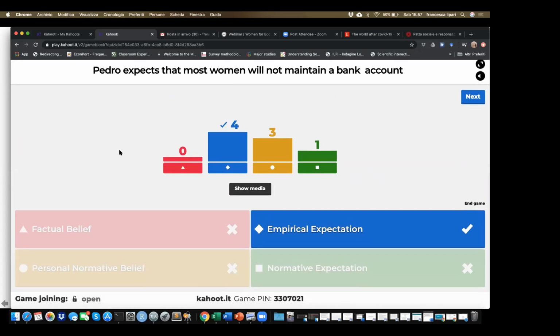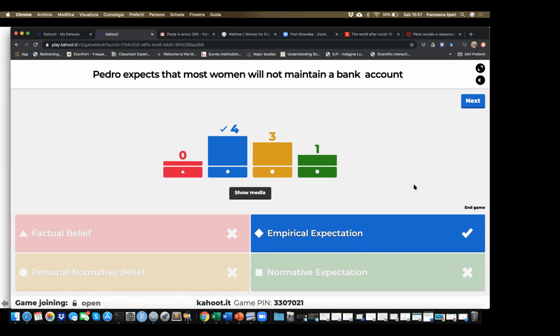Okay, some four said empirical expectation, and this is the actual right answer. Some said personal normative beliefs and some others normative expectation. We can discuss why it is an empirical expectation. First of all, Pedro does not believe, he expects a specific behavior, and the specific behavior is also common in many other women. So he expects that most women will not maintain a bank account. It is an expectation that he somehow collected from his own experience, which gives us a hint that this case might be described by empirical expectations. Ivana?